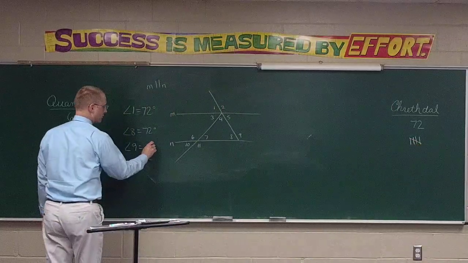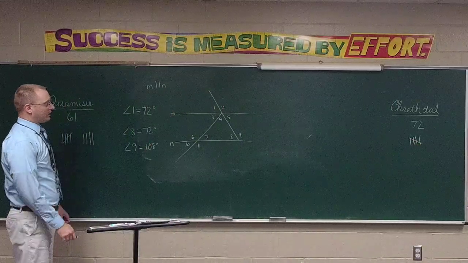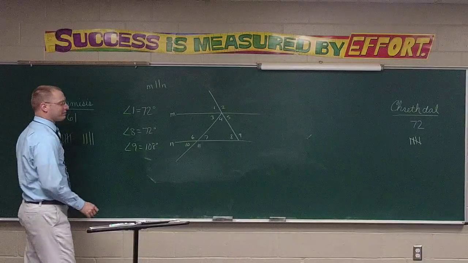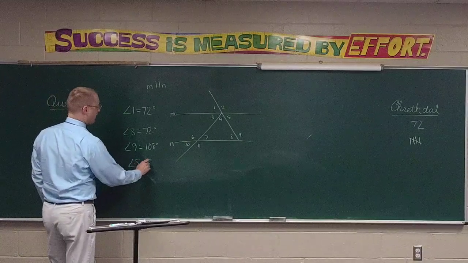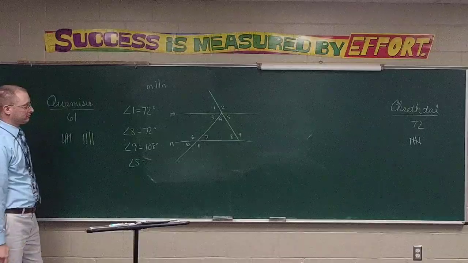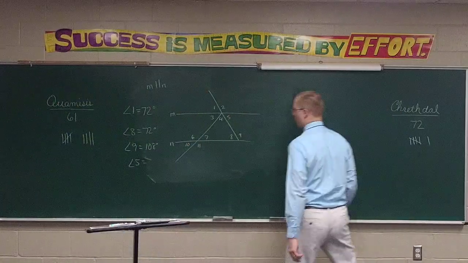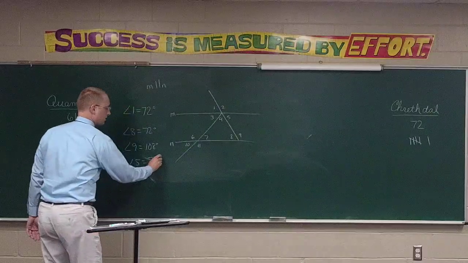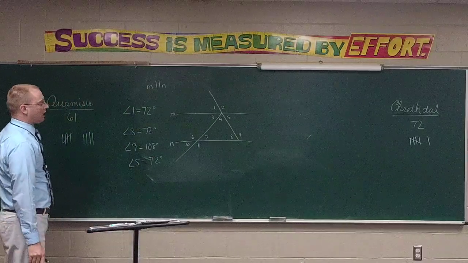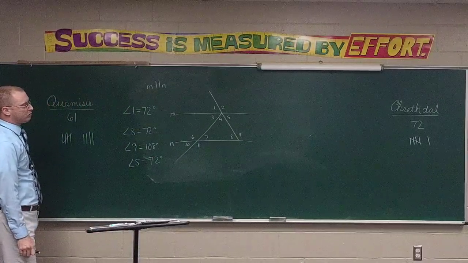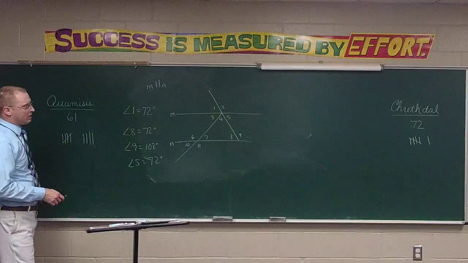All right, Chris, now you're out. Jamie back in. Let's find the measure of angle 5. 72 degrees. Vertical angles always equal to each other. Chris back in.